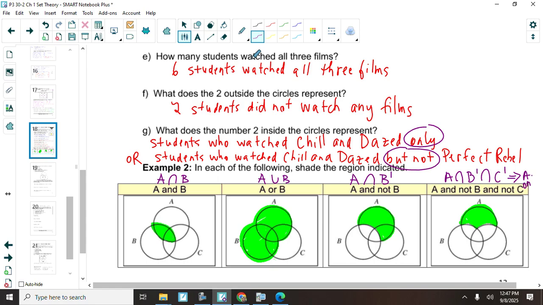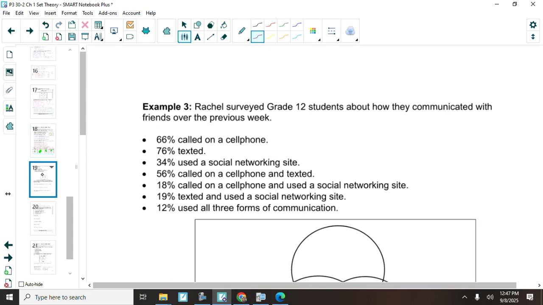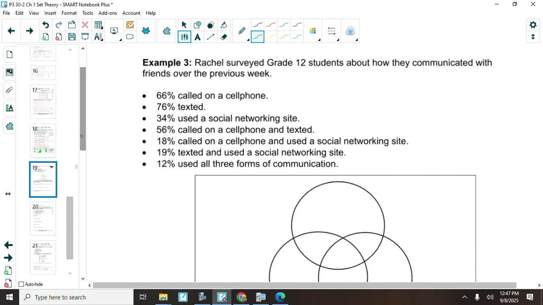This is how we get A only. We've seen how to go from an example where they give us the numbers. Our next step is we're going to fill in the numbers ourselves. They're going to tell us a little bit about a situation. So our example is, Rachel surveyed grade 12 students and how they communicated with friends over the previous week.